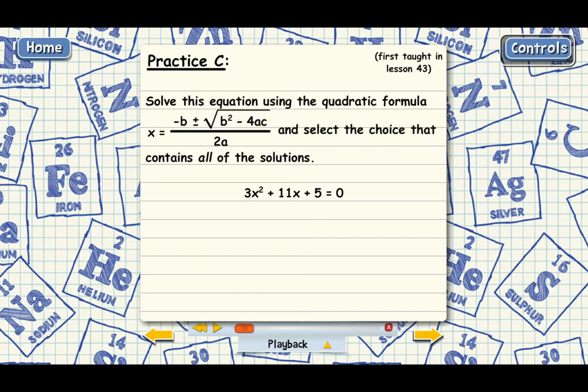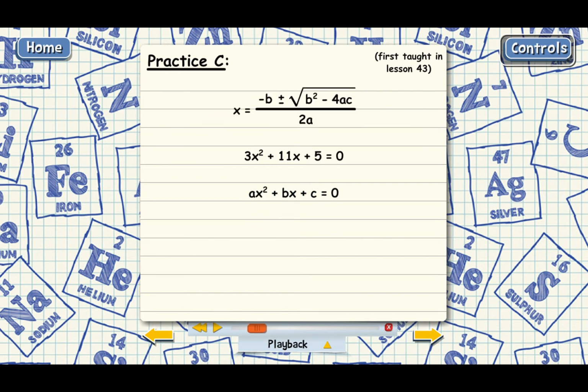Practice C. We need to solve this equation using the quadratic formula. Let me put the quadratic formula up on the notepad, and then I'm also going to put the second degree general equation up because we'll need that. There's the quadratic formula, and there's the general equation.